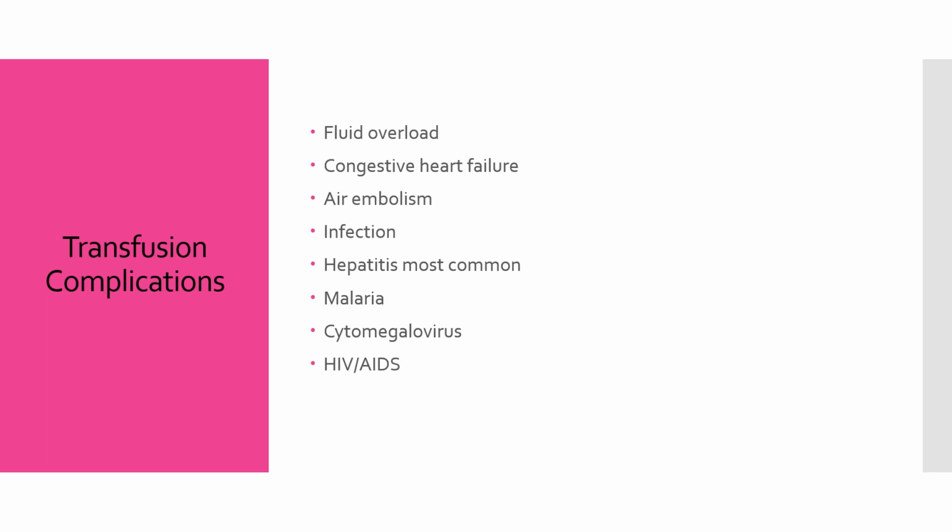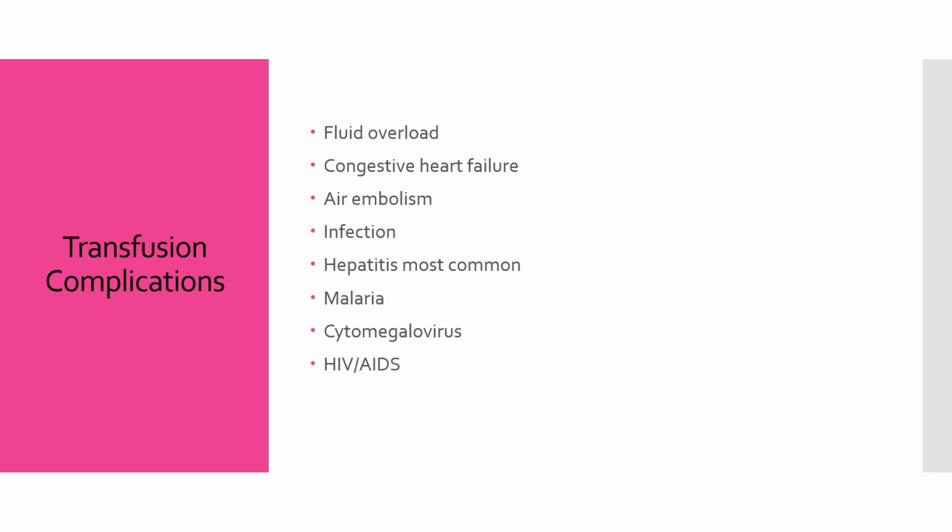Other complications include fluid overload if they're getting a lot of product over a short period of time. Again, fluid overload also could lead to congestive heart failure. Sometimes when people have a history that would lead to heart failure or overload pretty easily, they'll get a unit of blood and they'll follow that by some furosemide, is how the order will be written. They're at risk for air embolism, they're at risk for infection.